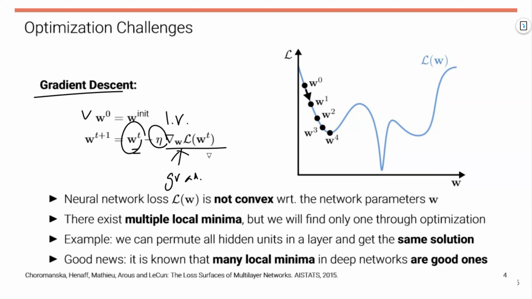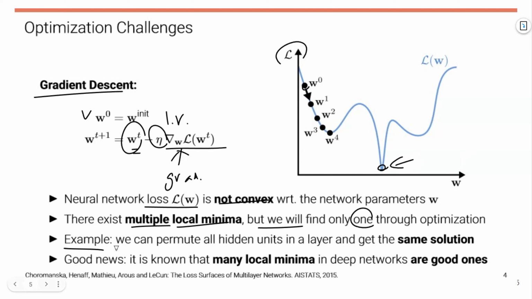However, it sounds somewhat simple, but in reality, when we try to move our weight, this is the loss space, and our weights are here, and we want to reach the global minimum. But the thing is, neural network loss function is not convex in general, meaning that we cannot find the global minimum very easily. And there exist multiple local minima, and we will find only one through optimization. And we cannot evaluate all the local minima because there are so many.